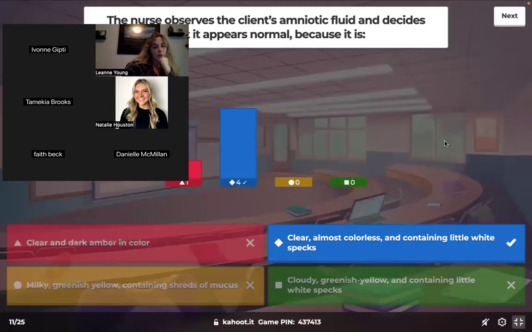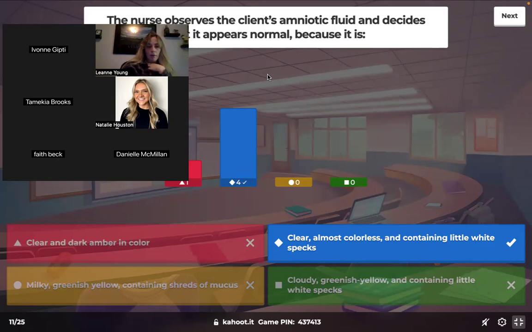Yep, so normal amniotic fluid is clear, colorless, and then it can have those little white specks. The little white specks would be vernix from the baby, right? Just normal stuff that's floating around in the amniotic fluid. We do not want to see any cloudy, green, dark, smelly amniotic fluid because that can either be a sign of chorio, like infection, or meconium from baby in utero. Question on this one.